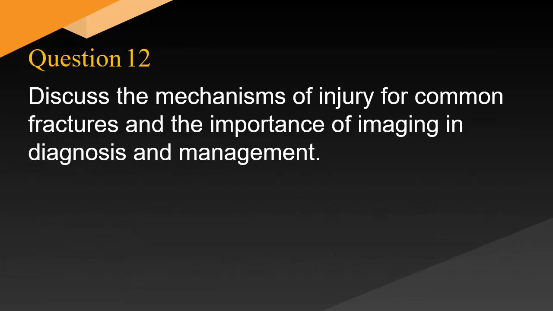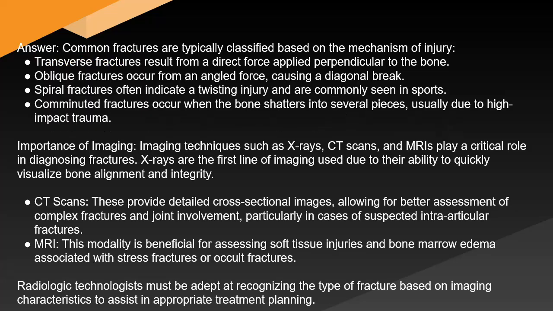Discuss the mechanisms of injury for common fractures and the importance of imaging in diagnosis and management. Answer: Common fractures are typically classified based on the mechanism of injury. Transverse fractures result from a direct force applied perpendicular to the bone. Oblique fractures occur from an angled force, causing a diagonal break. Spiral fractures often indicate a twisting injury and are commonly seen in sports. Comminuted fractures occur when the bone shatters into several pieces, usually due to high-impact trauma.